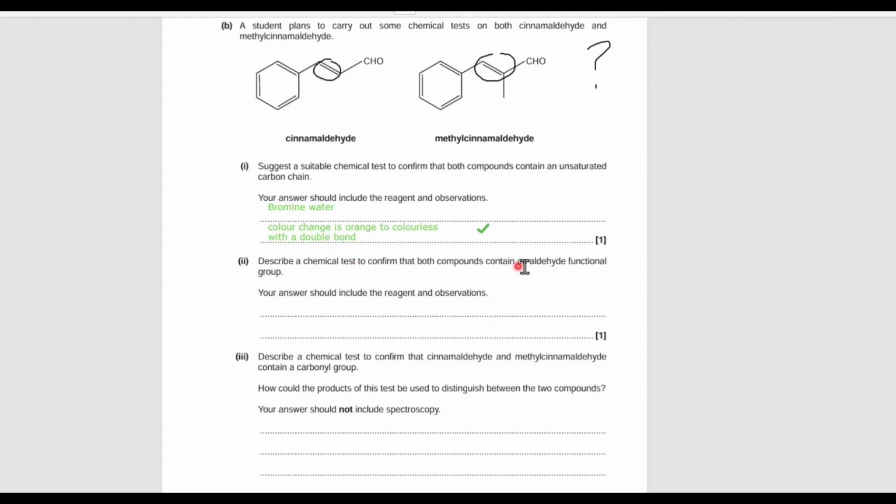Right. Describe a chemical test to confirm that both compounds contain an aldehyde functional group. Your answer should include the reagents and the observations. So 2 things to get 1 mark.